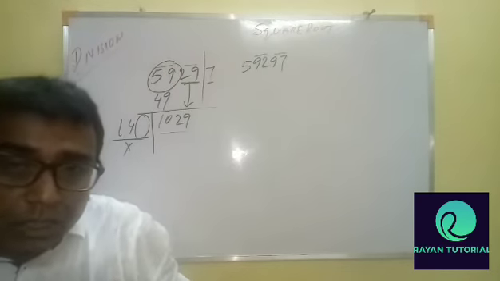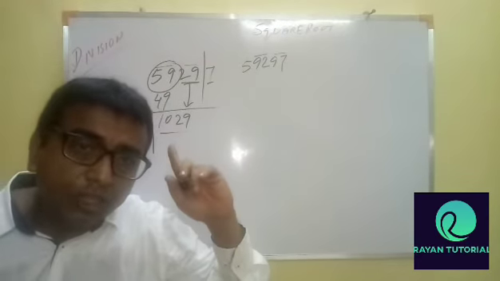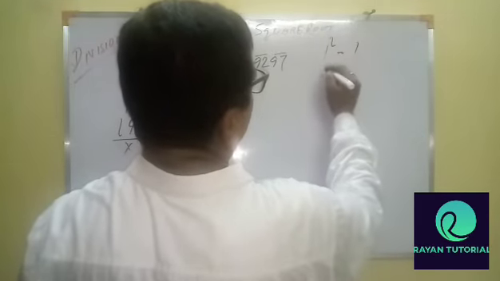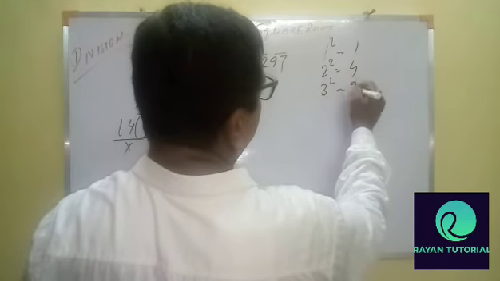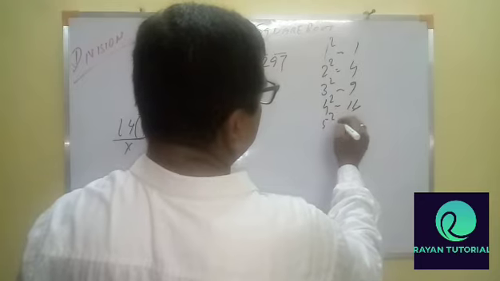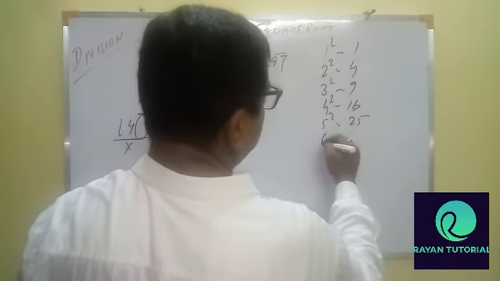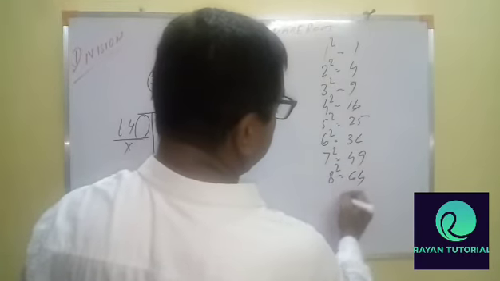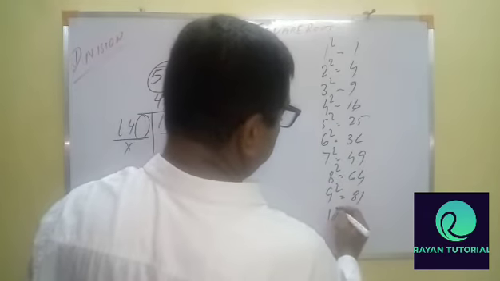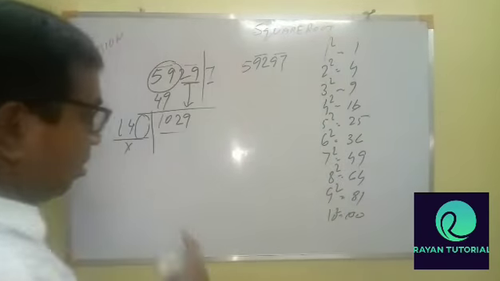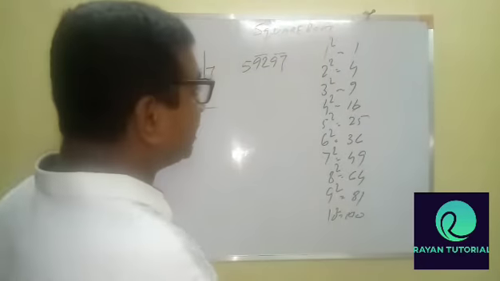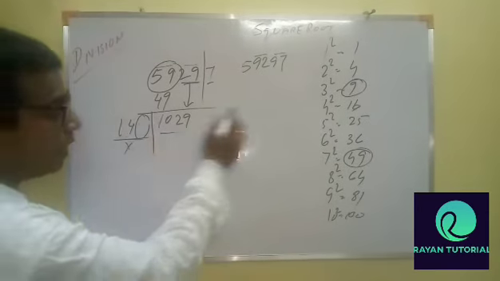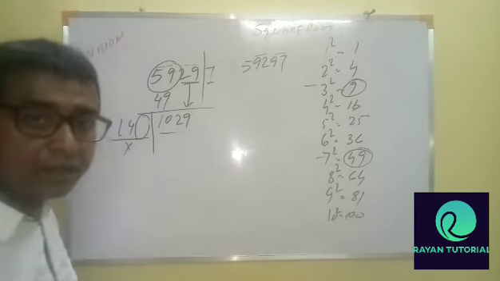See 9. So what should the last digit be? Either it should be 3 or it should be 7, because you see 1 square is 1, 2 square is 4, 3 square 9, 4 square 16, 5 square 25, 6 square 36, 7 square 49, 8 square 64, 9 square 81, 10 square 100. Now here I got 9. That means either this should be 3 or it should be 7.